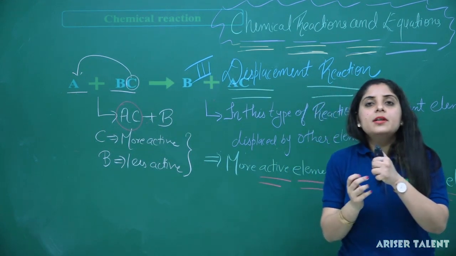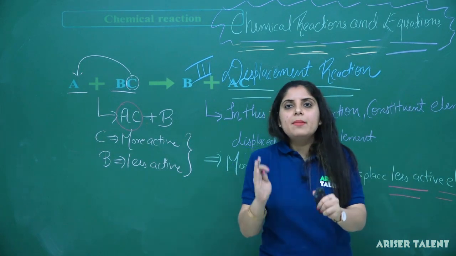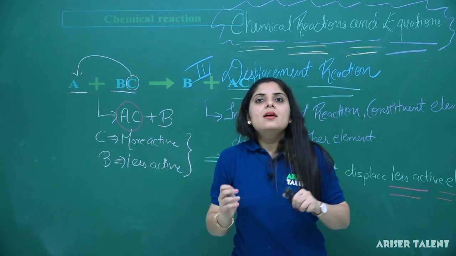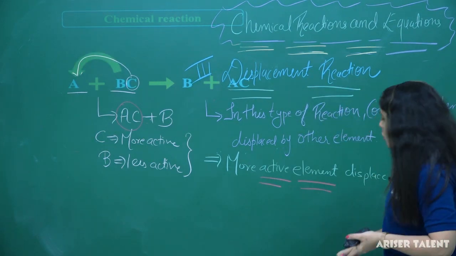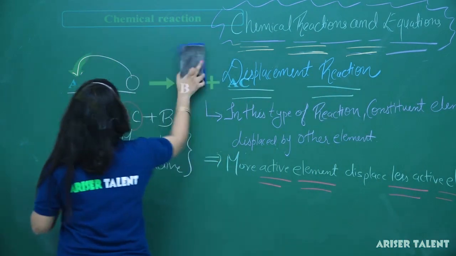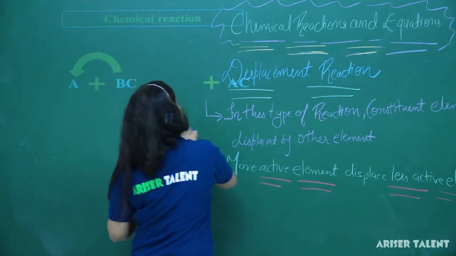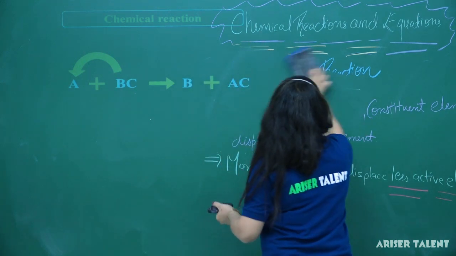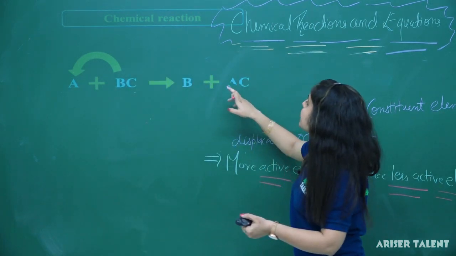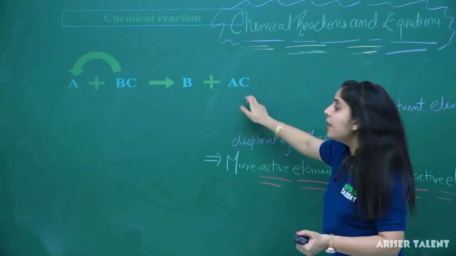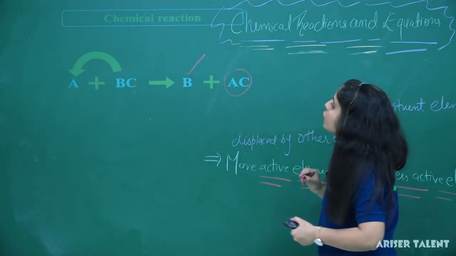But again, in the case of the displacement reaction, we have many more categories, that is displacement of metal by metal, non-metal by non-metal, and displacement of metal by any acid. In this diagram, B is the less active metal, so C will combine with A, and the compound AC will be obtained in this reaction, and B will get displaced from the solution.